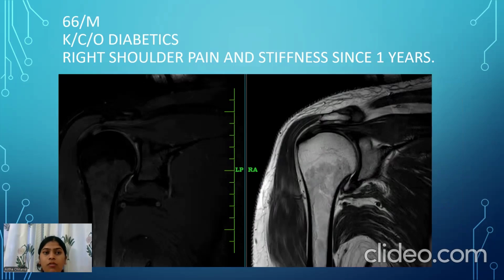Coming to the cases, this first case was a 66-year-old male patient who was a diabetic, presented with right shoulder pain and stiffness for one year. These are the coronal PD and T2FS sequences where we can appreciate intermediate signal intensity noted in the myotendinous junction of supraspinatus, consistent with tendinosis of the supraspinatus muscle.